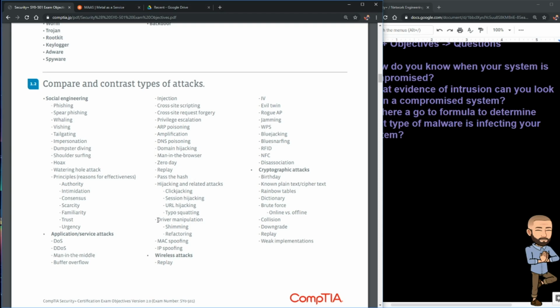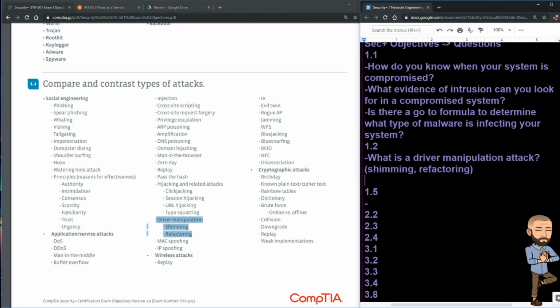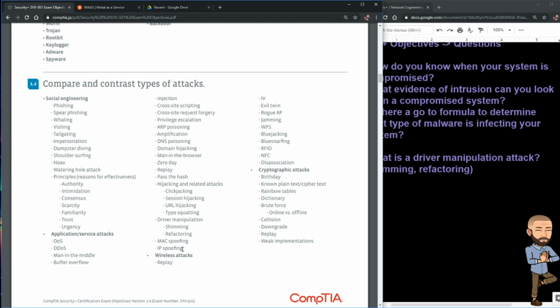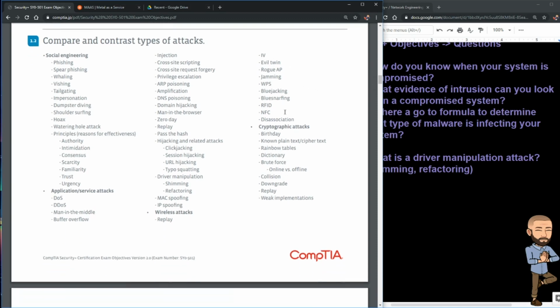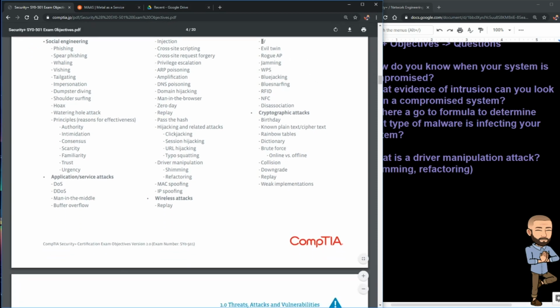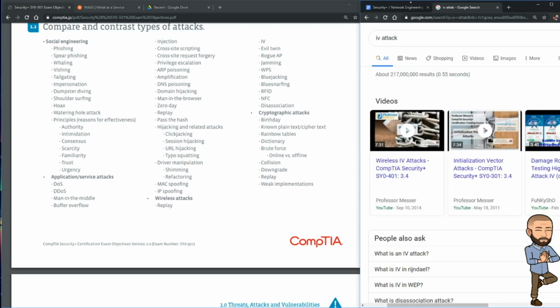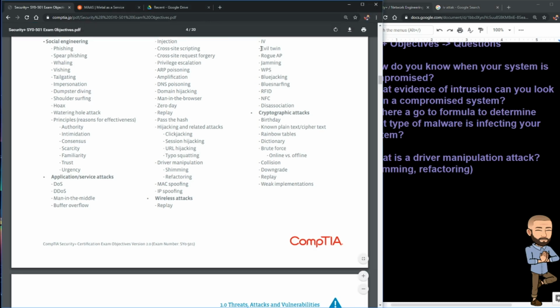Oh, this one, definitely. What is driver manipulation, shimming, and refactoring? So what is a driver manipulation attack, since these are all types of attacks? I made a whole video on IP spoofing, so I feel good about that one. Initialization vector, I think that's what IV stands for. And I feel like that's more of an approach to an attack. Yeah, there you go. So just type in IV attacks and you'll read about or watch about initialization vector attacks. And the rest of these are pretty straightforward.